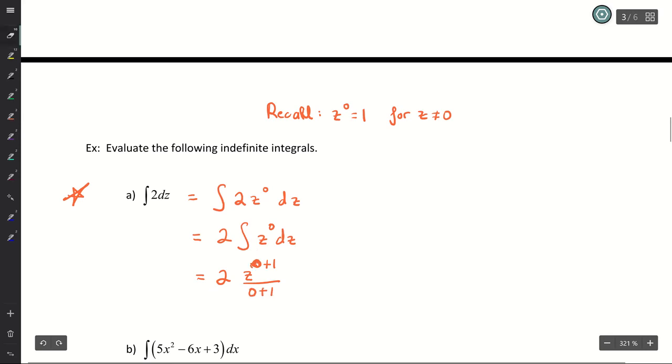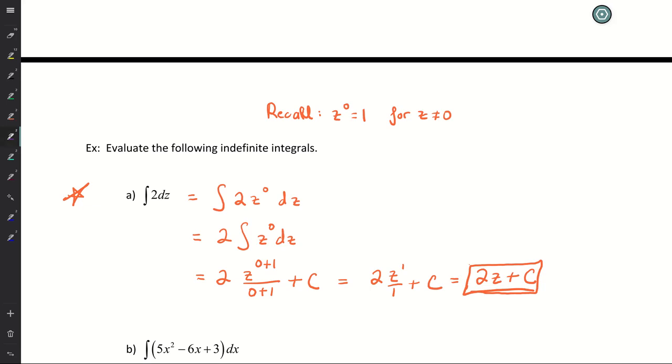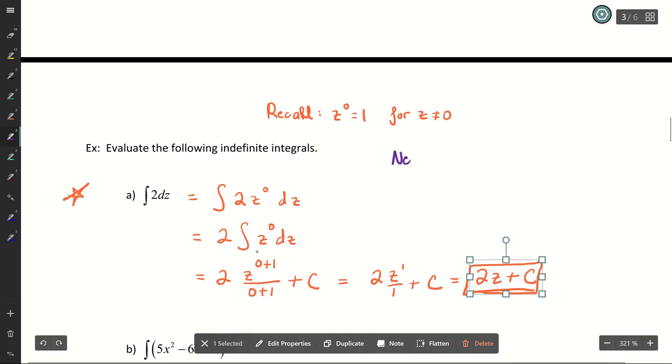So our current power is z to the 0. If we added 1 to the power that we currently have, we're going to get a new power of 1, and then plus c. So that's going to equal 2 times z to the first over 1 plus c, which is just 2z plus c. All right, so what I'm actually going to do on that one, I'm never going to show all those steps for that particular problem, but I did want to show you at least where it came from. So I'm going to put here, new rule.